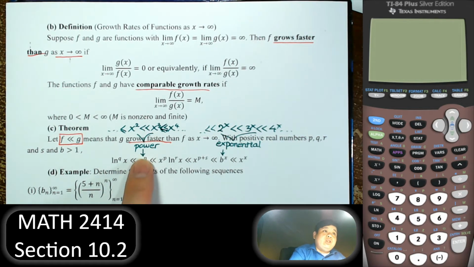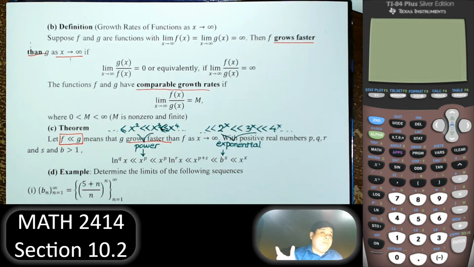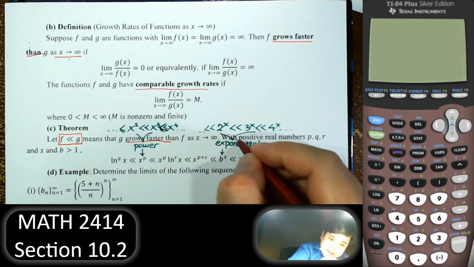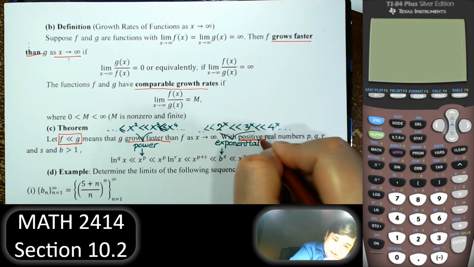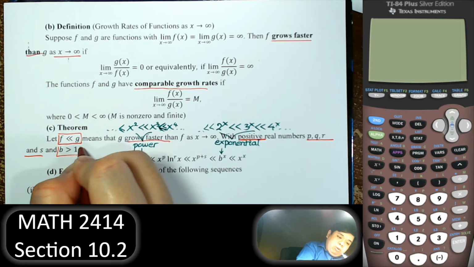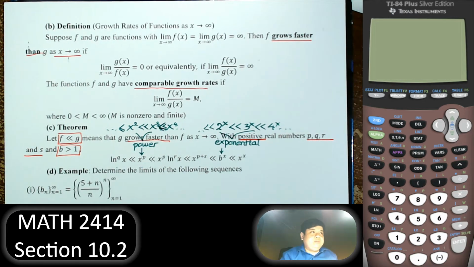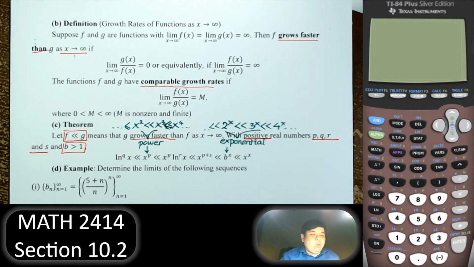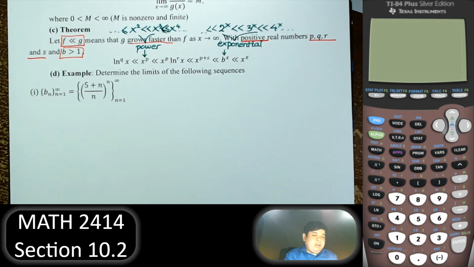And then the power function is bigger than the ln in general. Right? So x raised to any positive power is going to be bigger than ln. And we have p, q, r, s are positive, and b is greater than 1, the base is bigger than 1. Right. So those are the rules. It will be extremely important when we do this. Not the first one though.